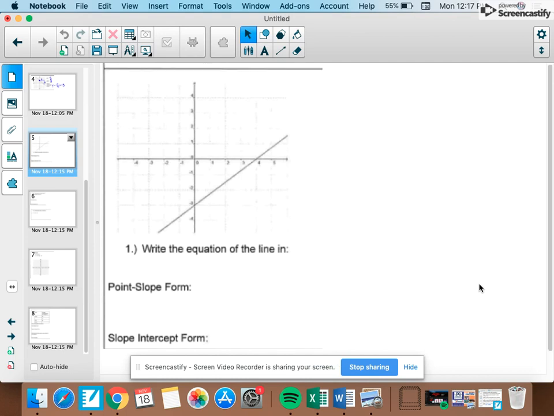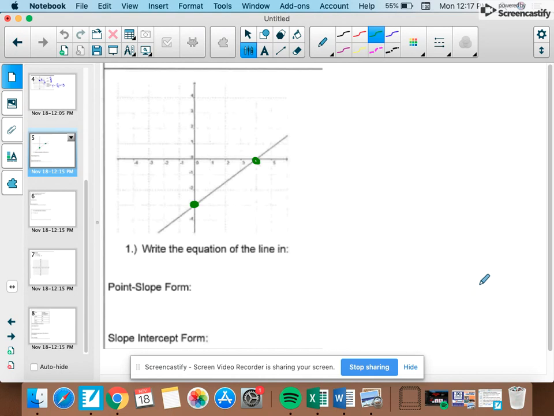So the first problem, we're going to write the equation in point-slope form and slope-intercept form from the graph. So it says to write the line in point-slope form first. Remember, for point-slope, we need the slope, which we're going to need for both of these. For the slope, remember, we're just going to count rise over run.